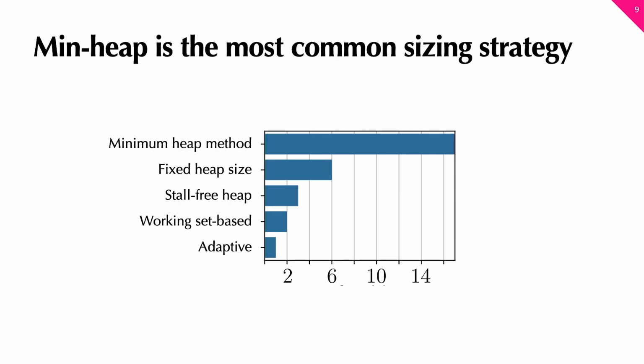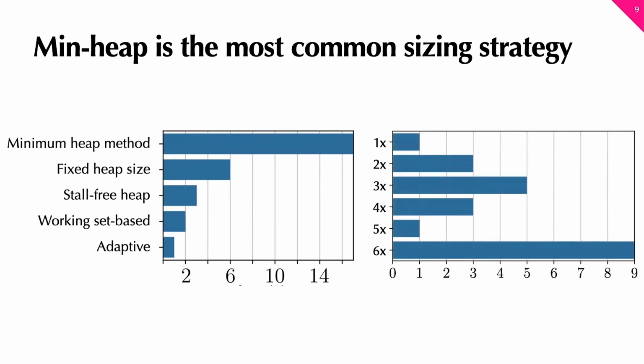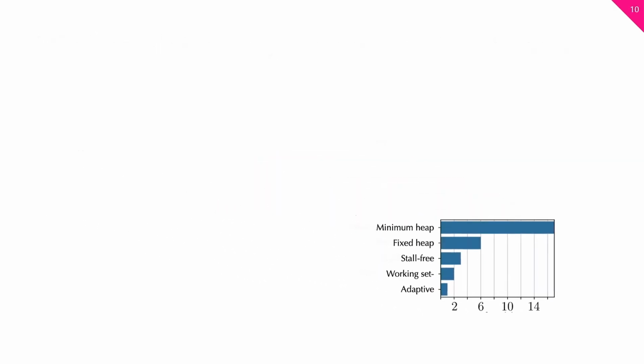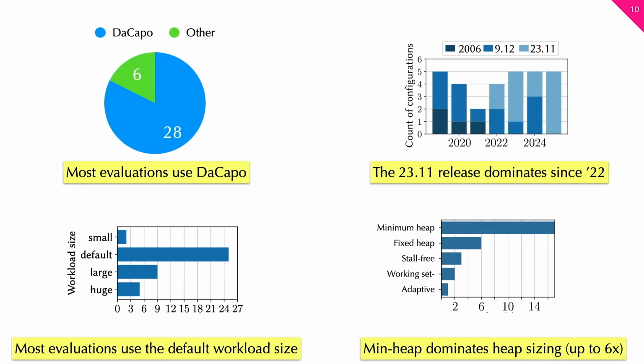And what are the minimum heaps that people use to explore? Well, they look a bit like this. The absolute dominating maximum heap size factor is 6x. That means if you have a program with a minimum heap of 100 megabytes, you will explore that up to 600 megabytes of RAM. That's what you're going to give to the JVM when it starts up. So in summary, DaCapo is dominating this space. It's the latest releases that are dominating the latest papers. Most people use the default workload size, and they use the minimum heap method for deciding what's a good heap, and they scale this up to a maximum factor of 6x.